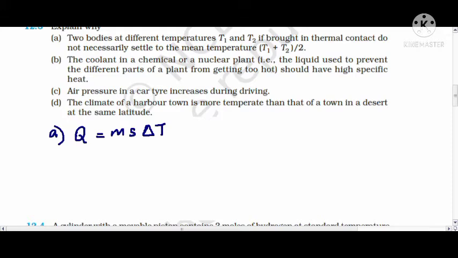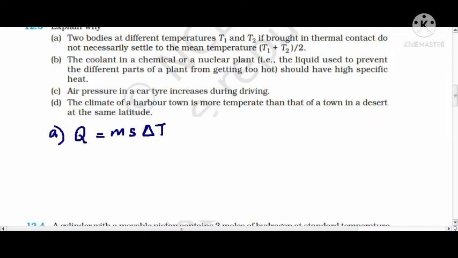The question doesn't tell anything about the masses of the two bodies and their specific heats. If mass and specific heat of both the bodies are equal, then we can say the change in temperature will be the same. Therefore, the temperature will be the mean temperature of the two bodies, so that you get the resultant temperature when they settle, it will be (T1 + T2)/2.